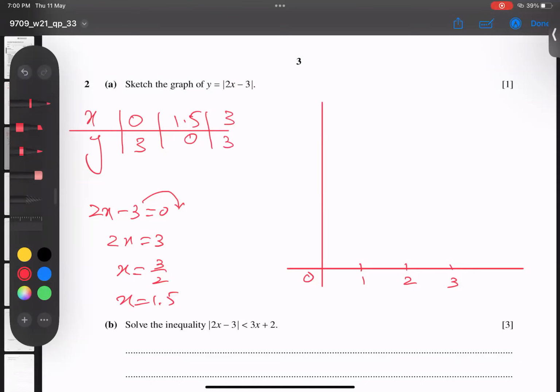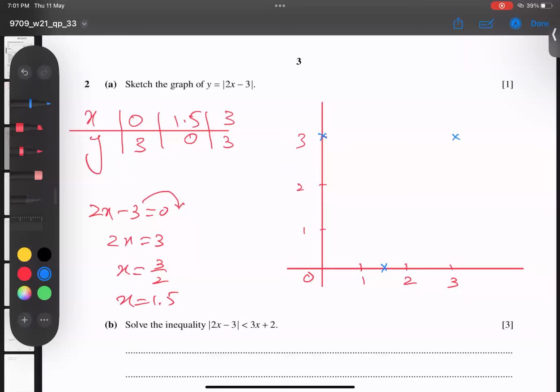Now I'm going to plot these. The first point is coming here: x is 0, y is 3. Then x is 3, y is 3 in the front here. You can find it somewhere here, because sketch means a rough idea. No need to draw accurately.